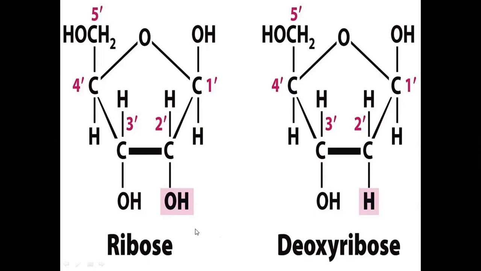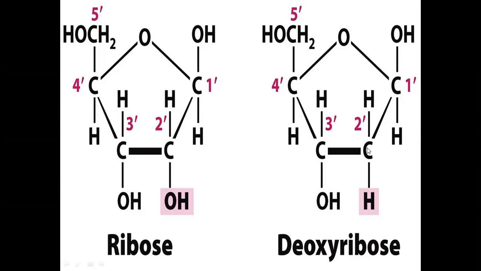Only a small difference is there between ribose and deoxyribose. Here we can see this is the second carbon in ribose. This is the second carbon in deoxyribose. The second carbon of ribose has one hydroxyl group and one hydrogen. And in deoxyribose, the second carbon has two hydrogens. So one oxygen is missing. Everything else is the same in both ribose and deoxyribose.